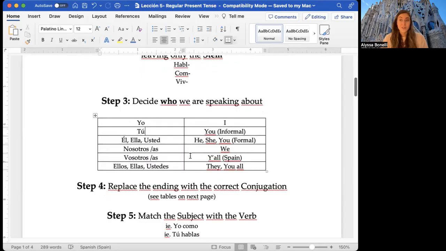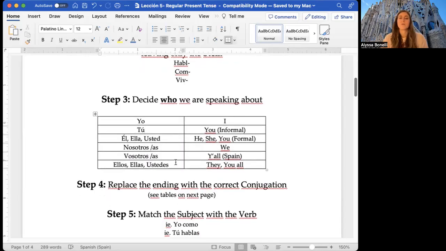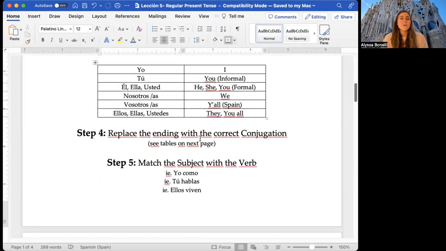So let's say we've chosen our person, our subject that we're going to be conjugating for. Then we need to marry up that person with the chart that we're going to see next, with the correct, what we call conjugation. And then we put everything all together and we end up with yo como, tú hablas, and ellos viven, for example. So try to see if you can understand for just a second what each of those means.